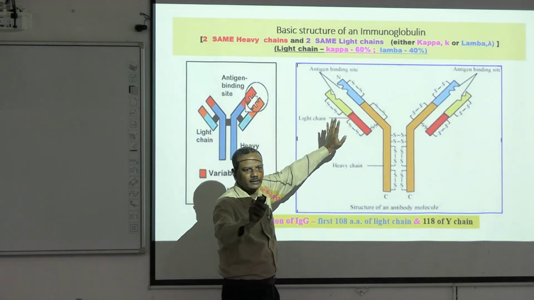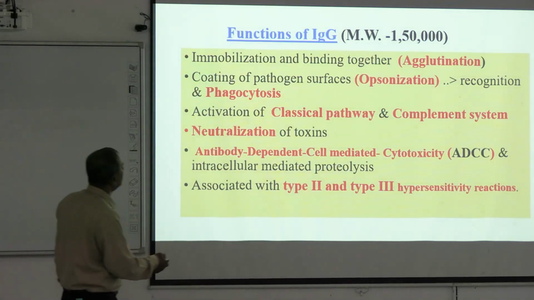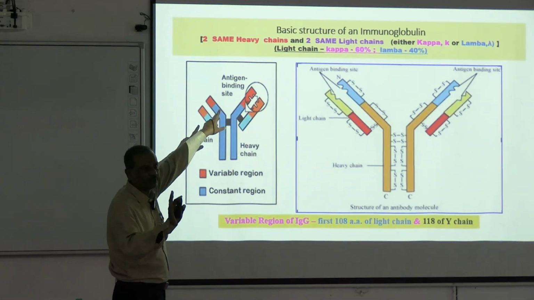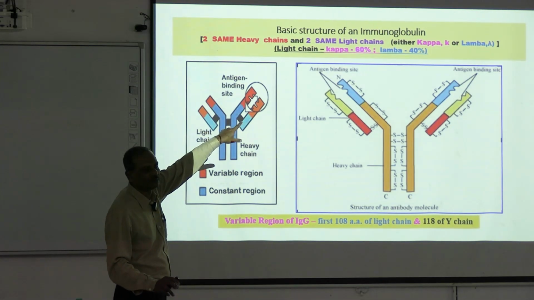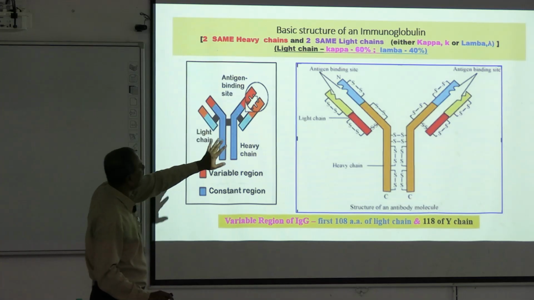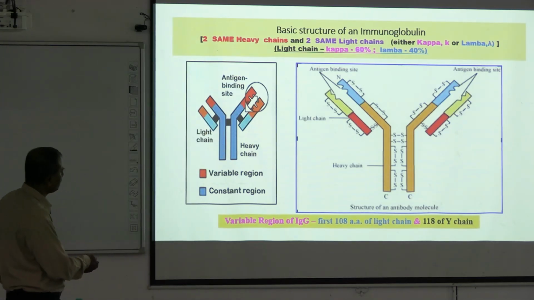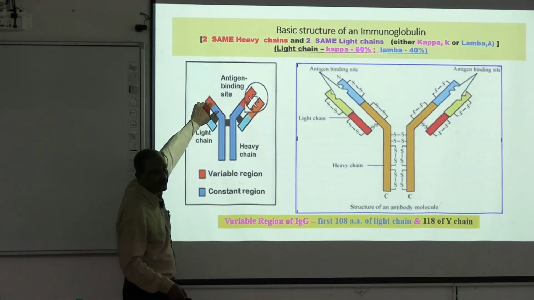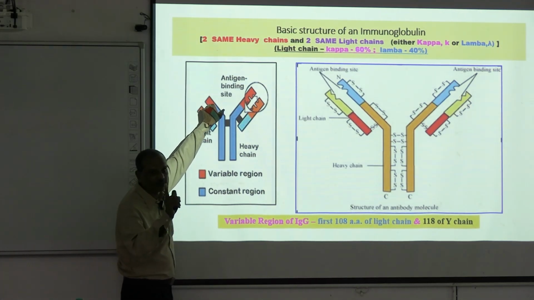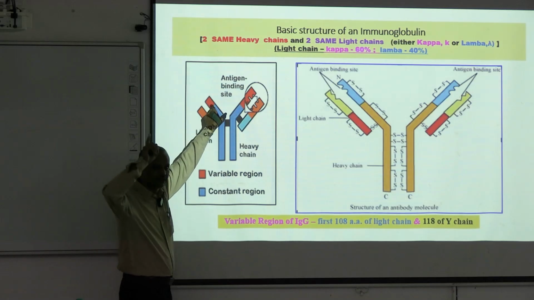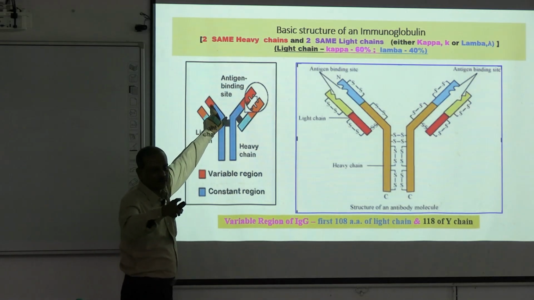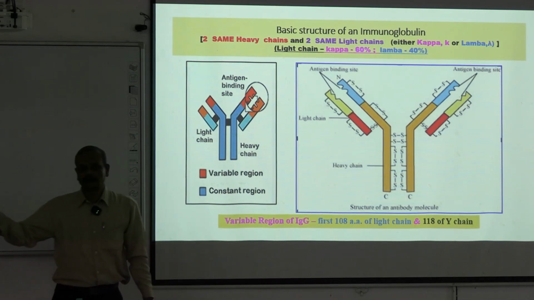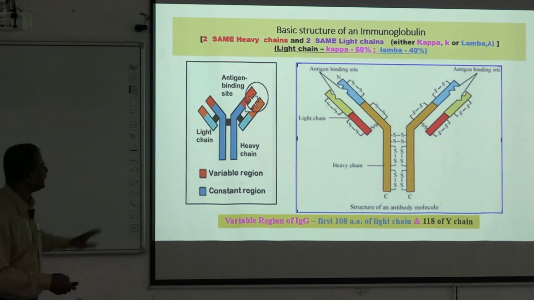This part clear? Okay. So again I am telling you the basic structure: two same heavy chains, two same light chains, and either kappa or lambda. The variable region is this top part, remember. Again in the variable region there is a hypervariable region, and that determines specificity. Write down, in the variable region there is a hypervariable region. I will take a little longer because I need to explain this.